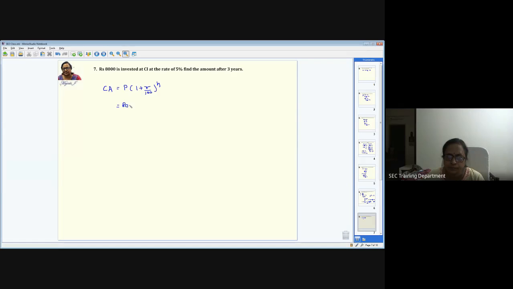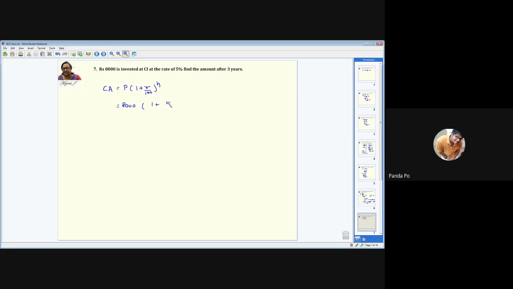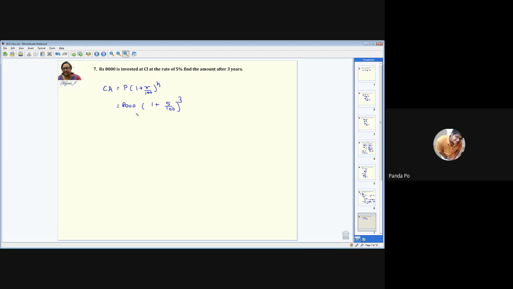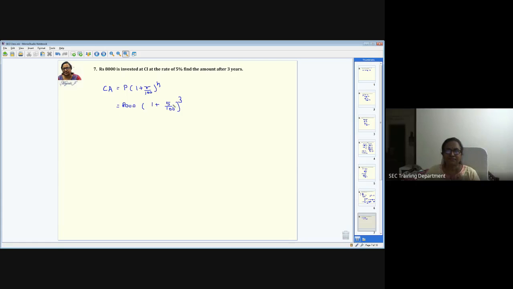So 8,000 into (1 plus 5 by 100) to the power 3. So how can you do it in a simple way? I want to teach this in a different way also. There are two methods here. (a plus b) the whole cube. Yeah, you can apply that.